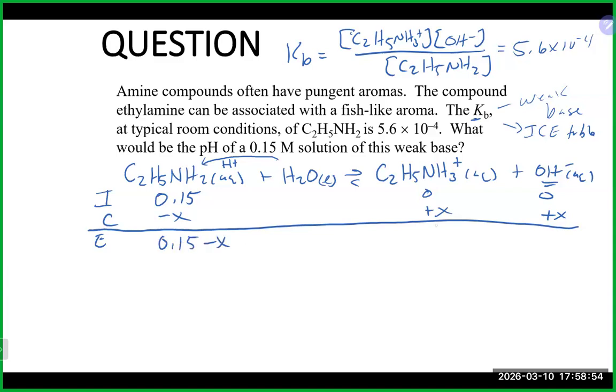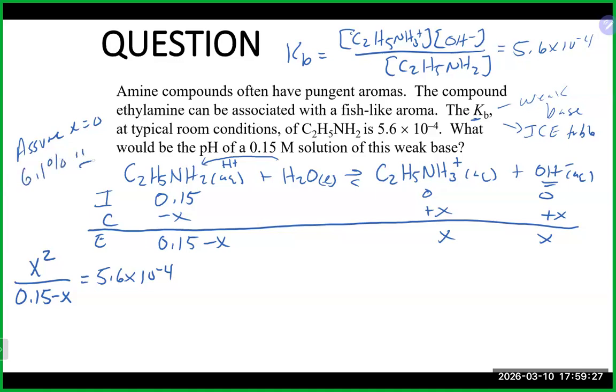So when we put numbers there, we'll get 0.15 minus x, x, and x in this case. Any questions on the ice table there? This is then going to go into our expression here. So we will end up with x squared divided by 0.15 minus x equals our Kb value of 5.6 times 10 to the minus 4. It is a small value of K, so you can assume x is equal to 0. And if you did, of course, you checked it and saw it was 6.1%, which made you really sad. And it's a bad assumption in this case, right?